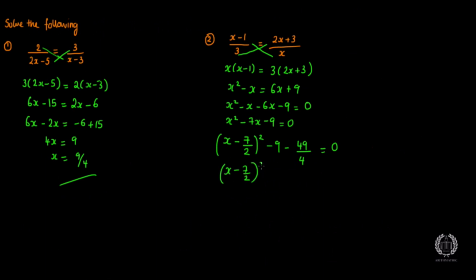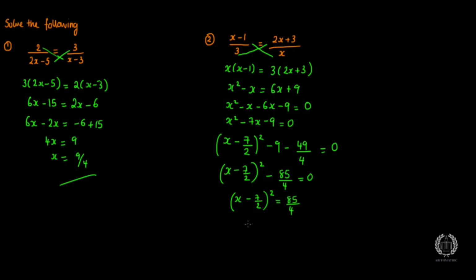So now, because we want to find our x value, we need to simplify minus 9 minus 49 over 4. That should give you minus 85 over 4. Yeah, that is 85 over 4, equals 0. Again, you can use a calculator to solve this. Now, bring the 85 over 4 to the other side. So you're left with x minus 7 over 2, whole thing squared, equals 85 over 4.